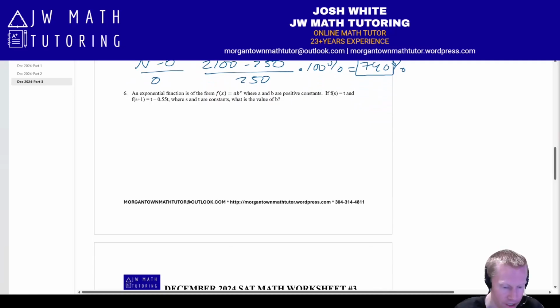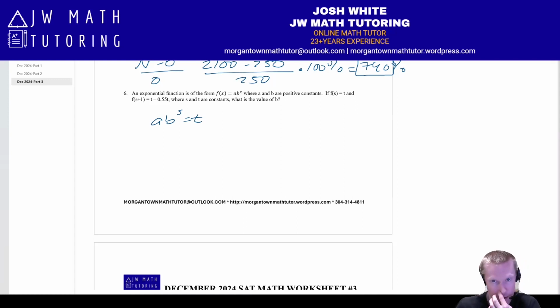All right, we have another exponential form question here, slightly different than some of the ones that were on part 2, but it's still very similar in terms of its setup. So basically, what you have going on here is, this a, b, let's say to the s, would be equal to t. In other words, when you plug in s for x, the output you get, the y value, is equal to t. Then when you plug in s plus 1 for x, the output you get is t minus 0.55t.